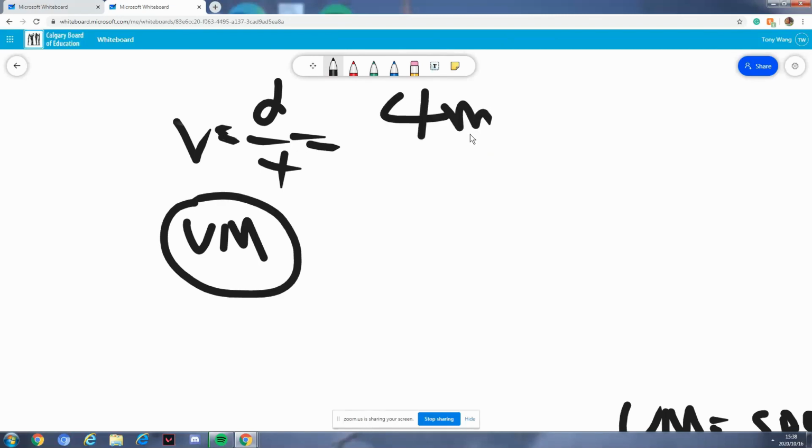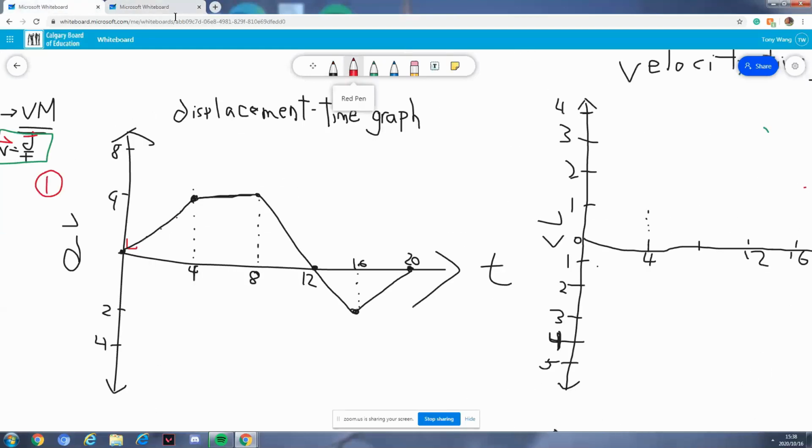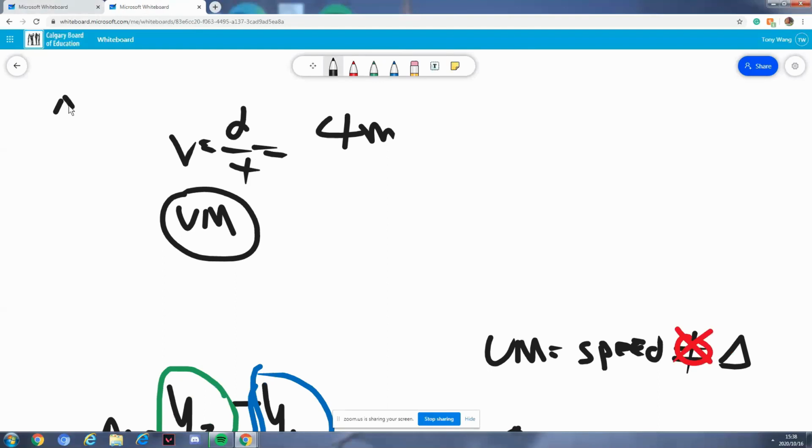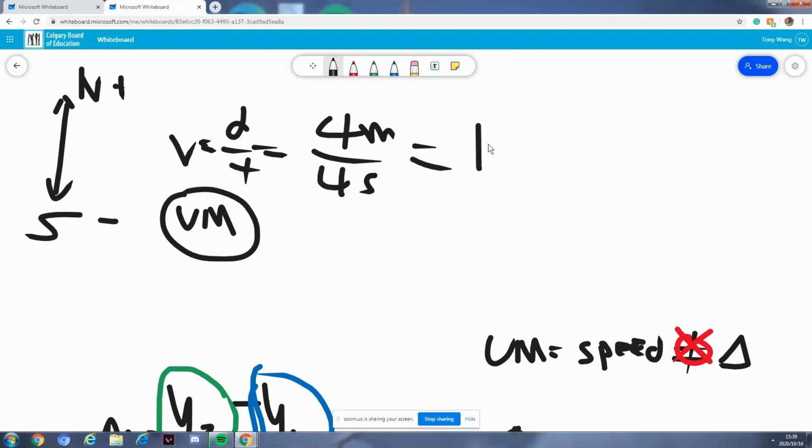The person travels 4 meters and it's 4 meters up, so positive. We're just going to remember that as positive. So we're going to say north positive, south negative. Okay, so 4 meters in the span of 4 seconds. So the slope would be 1 meter per second. I mean, the speed would be 1 meter per second, positive, so it would be north.